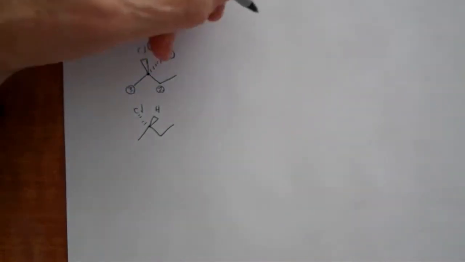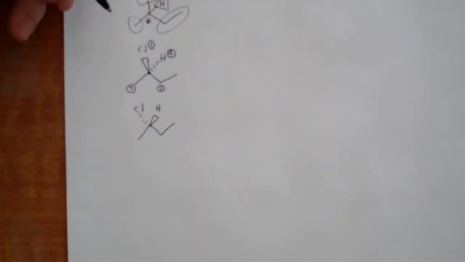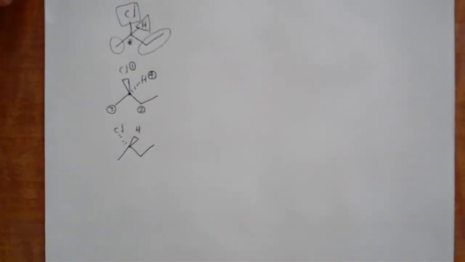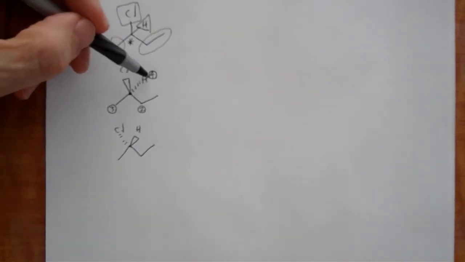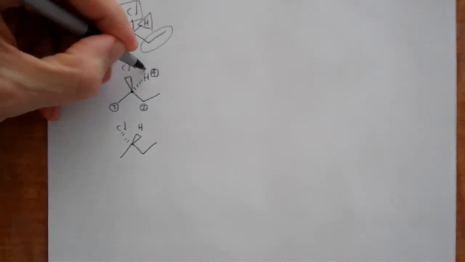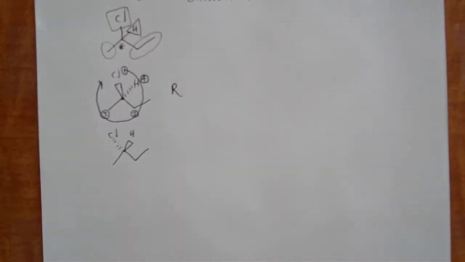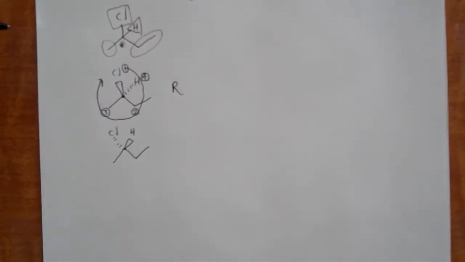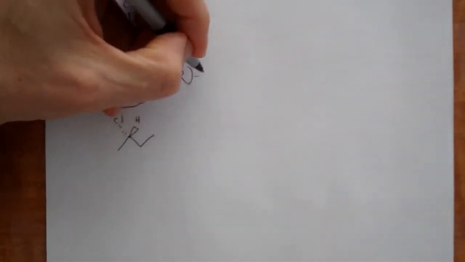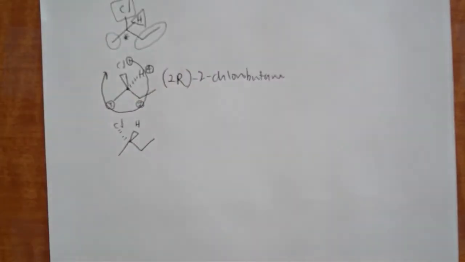Okay. So rule number 1 is you identify the substituents. Rule 2 is you rank them in terms of priority. We'll say more about priority later. And number 3 is we put priority number 4 in the back, which is already in the back here. And the next rule is you draw an arrow from 1 to 2 to 3. If it's clockwise, it's R. If it's counterclockwise, it's S. All right. So this is 2R, 2-chlorobutane. Let me do another example.